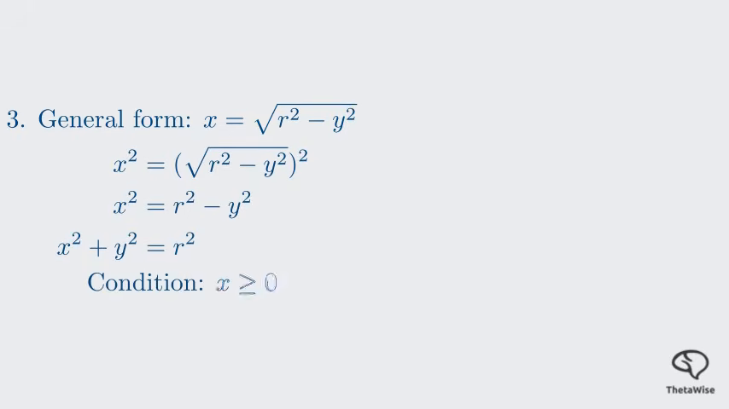The original equation states x equals the positive square root. This means the value of x must always be 0 or positive. It cannot be negative. This restriction tells us that our graph must lie in the right-hand side of the coordinate plane. It cannot cross the y-axis into negative x values.